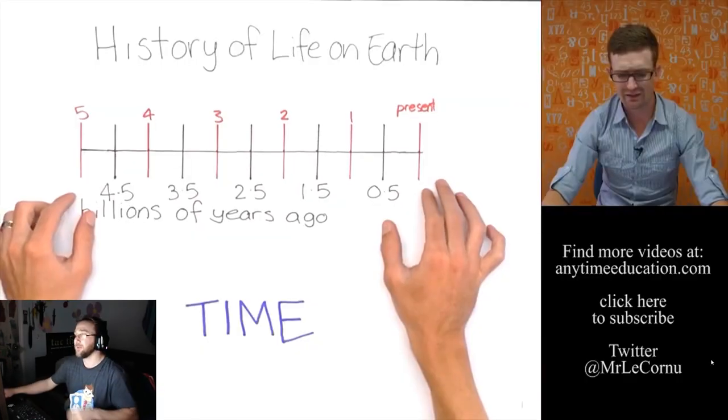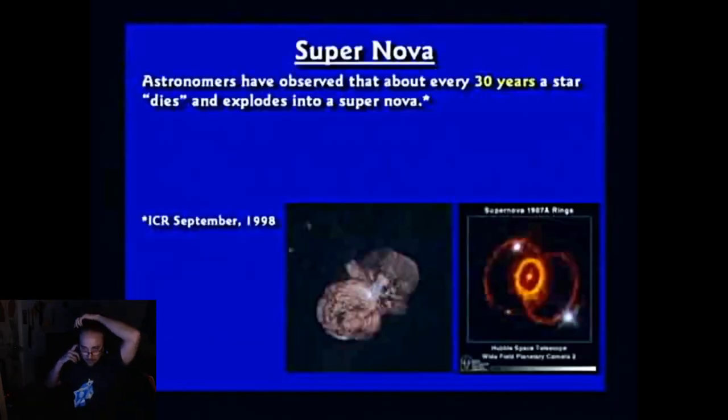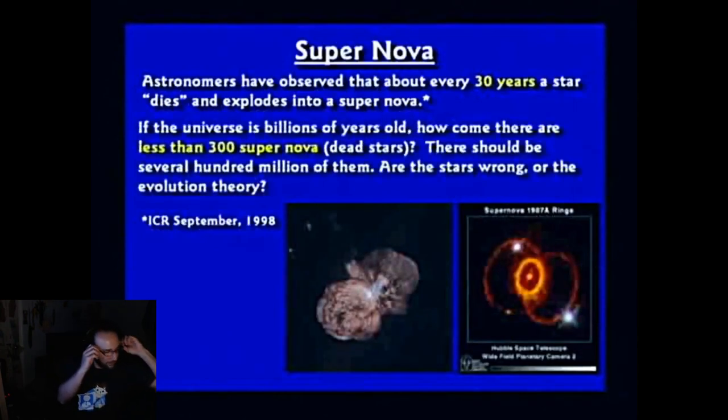If the universe is billions of years old, why are there less than 300 supernova rings ever discovered? That's only a few thousand years worth. I mean, if a star is blowing up every 30 years, there ought to be millions of these supernova rings if the universe were millions of years old. Don't tell me it's millions.